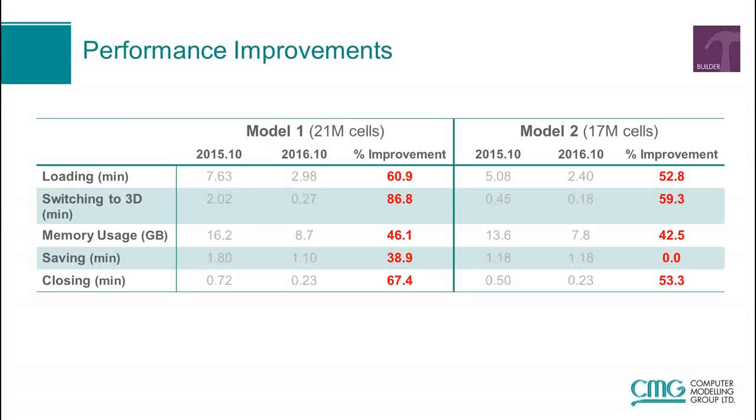And this is just a general kind of diagram of this performance improvement in Builder, just as a summary. This is 2 models here, one that's 21 million cells, the other one 17 million. And going from the 2015 to the 2016 version, we're seeing loading time improvement by 50 to 60%, switching to 3D between 60 and 80%. Memory usage, like I mentioned, is in that 40% improvement range. Even closing time has reduced and improved by almost half. So great to see.